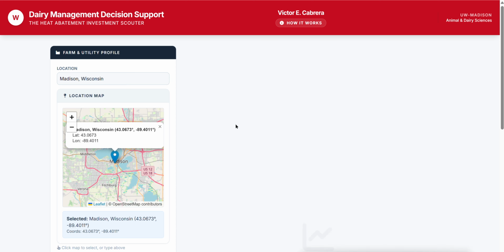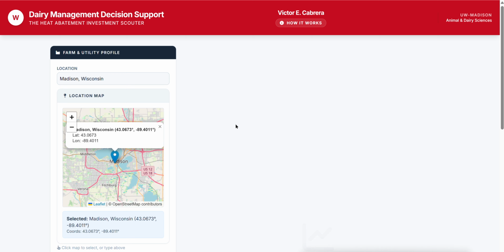The Heat Abatement Investment Scouter is a web-based tool developed by Dr. Victor Cabrera and his team at the University of Wisconsin, Madison. It helps dairy producers evaluate the financial return of investing in cooling infrastructure such as fans and soakers. The tool uses location-specific climate data and the temperature-humidity index, or THI, to estimate milk production losses from heat stress and calculate whether a cooling investment pays for itself.